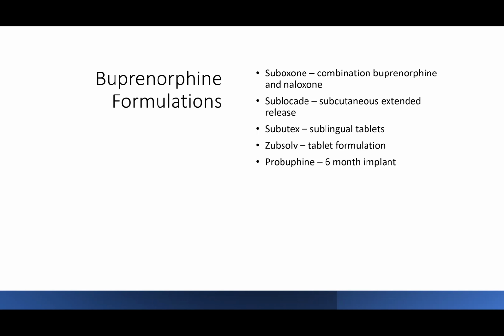There is Sublocade, which is the subcutaneous extended release form that I'll talk about more on the next slide, and is also involved in the study. And then there's Subutex, which are just sublingual tablets, or sublingual formulation of buprenorphine, a film, I believe. And then there is a tablet formulation, which I haven't really seen used much. And then there's Probuphine, which is a 6-month implant, and that's something that'd be interesting to look more into as well. I haven't seen that used clinically.